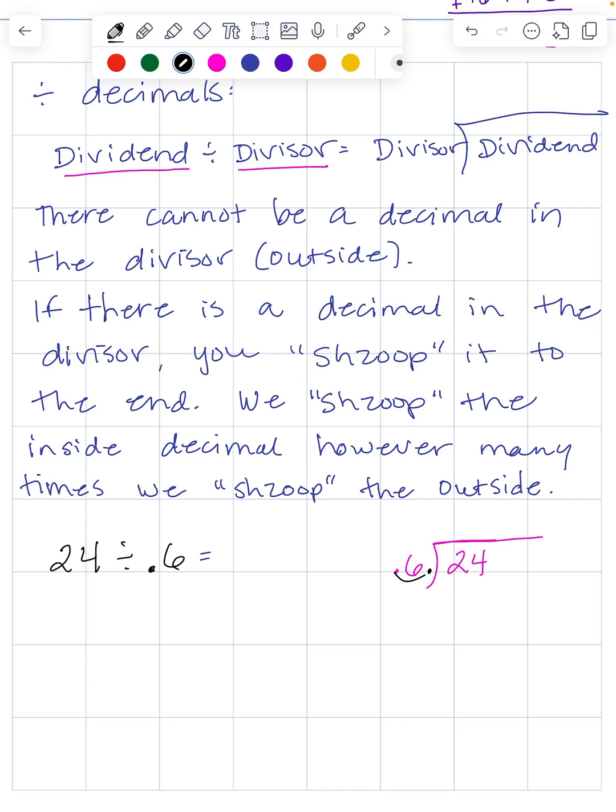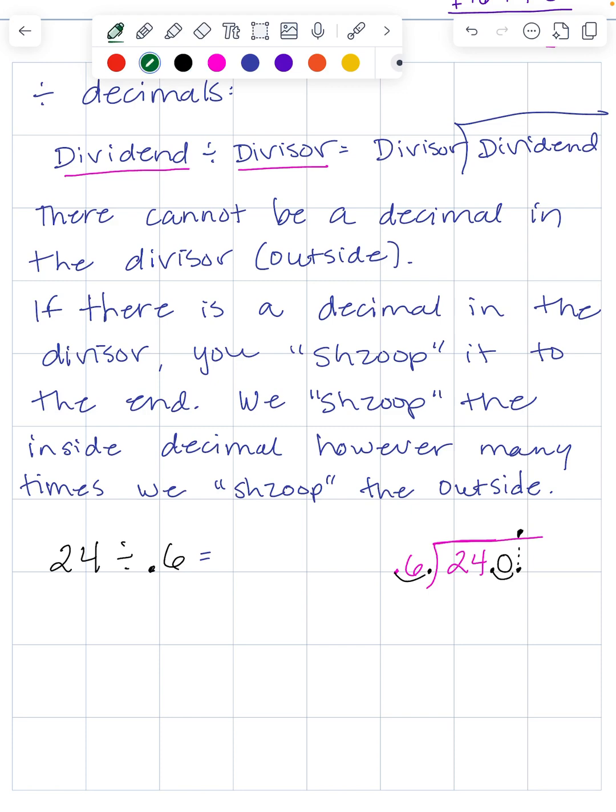So same as how that is now at the end, we've got a 24.0. Well, we zooped our outside decimal one place, so we're gonna zoop our inside decimal one place. And now it will go there and we'll fill that blank in with a 0. Now I'm gonna take my decimal and bring it up to my answer line. That is where the decimal will be in my answer.